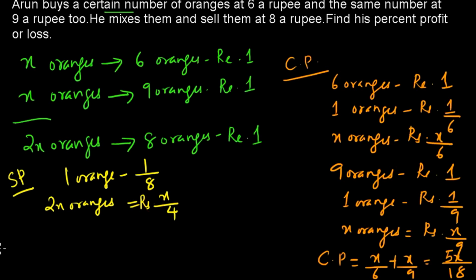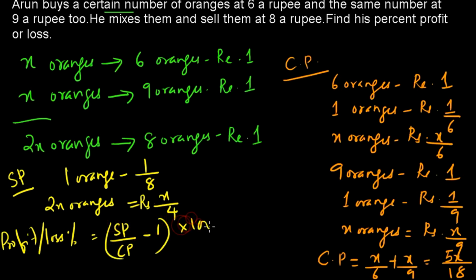Now we can use our formula. Our profit or loss percentage will be given as, what is the formula? Selling price by cost price minus 1, into 100%. So this is particularly useful here because X and X will be cancelling out when we are doing selling price by cost price. So X by 4 divided by 5X by 18, minus 1, into 100%.